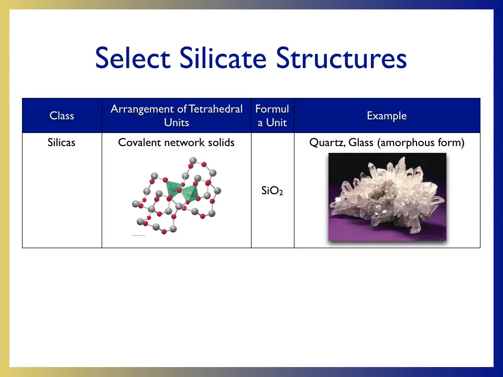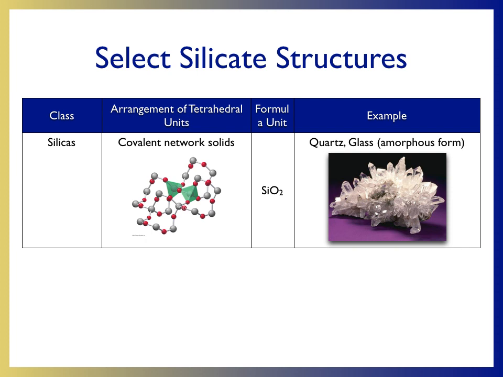The first type of structure we're going to look at are silicas. Silicas are covalent network solids. That means that the tetrahedral units are all covalently bonded to one another to form an extended crystalline structure. The formula unit for silicas is SiO2, and there are two major types of silicas. Quartz is the crystalline form of SiO2 and is shown in the picture in the table.